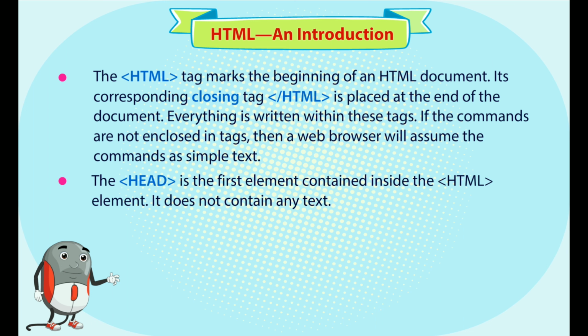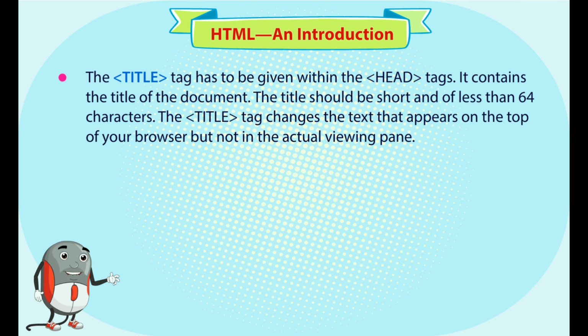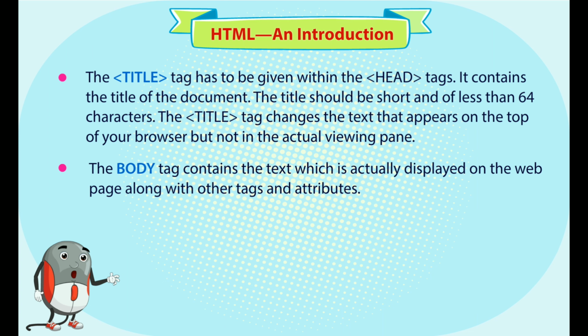The head is the first element contained inside the HTML element. It does not contain any text. The title tag has to be given within the head tags. It contains the title of the document. The title should be short and of less than 64 characters. The title tag changes the text that appears on the top of your browser but not in the actual viewing pane. The body tag contains the text which is actually displayed on the web page along with other tags and attributes.